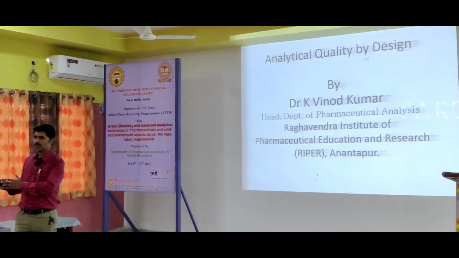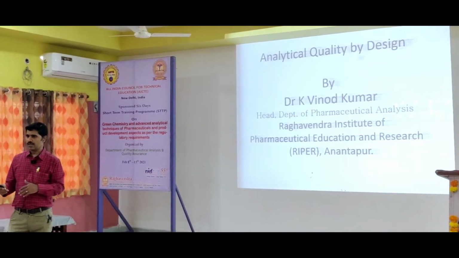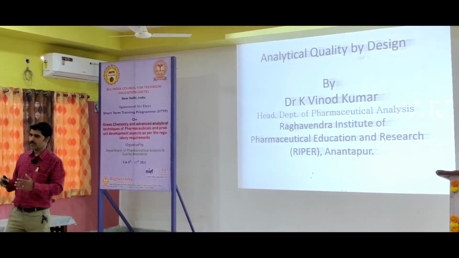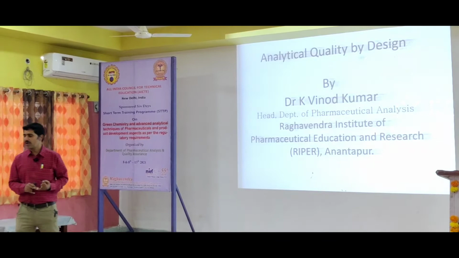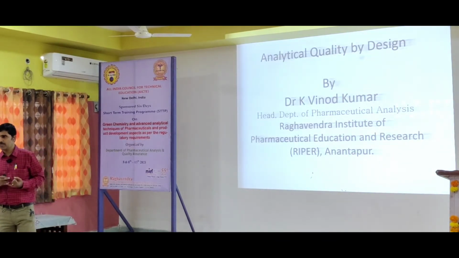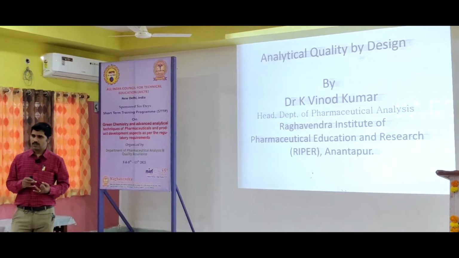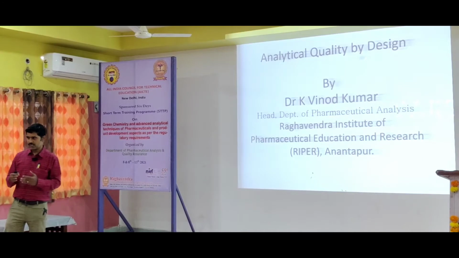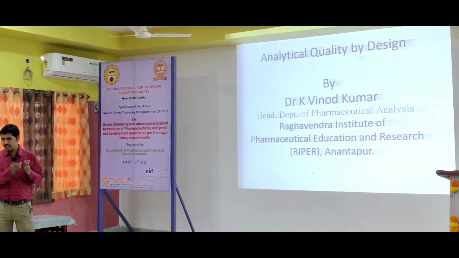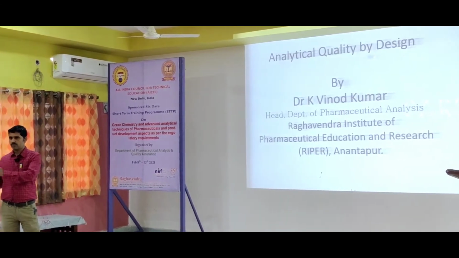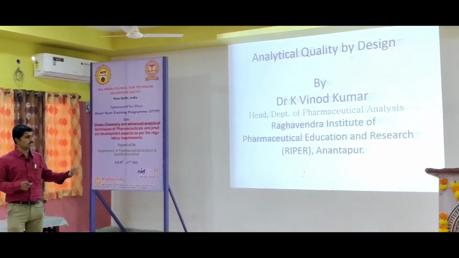Our inputs are what we apply to the method to get a peak or to get resolution. So the inputs will be mobile phase composition, like how much aqueous phase you are using, what is the pH of your aqueous phase, what flow rate you are using, and what wavelength you are using. All these are considered inputs. Based on these inputs, we can modify our outputs. So how is this QbD helpful?